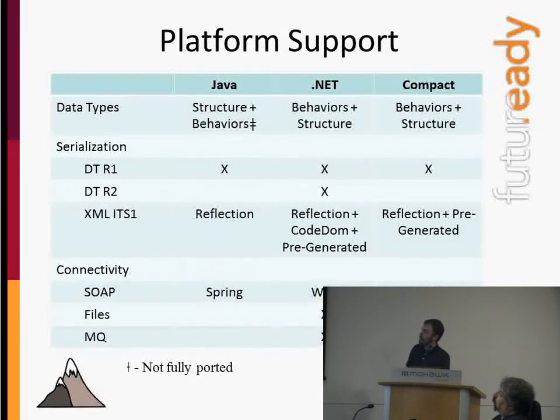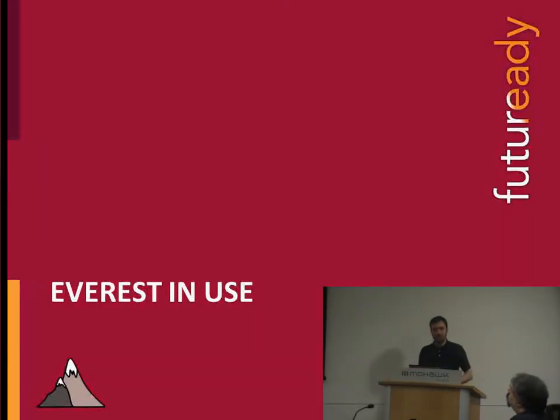Okay, and now this chart is the platforms that we support. So we have Java, which can operate in the client mode, so it can consume v3 services. We have .NET, which can act as a server. It can be integrated with BizTalk, or it can be used as a client. And then we have the Compact Edition, which is purely the client. And that leads into how do we actually use Everest in our projects, or in our lab, right?